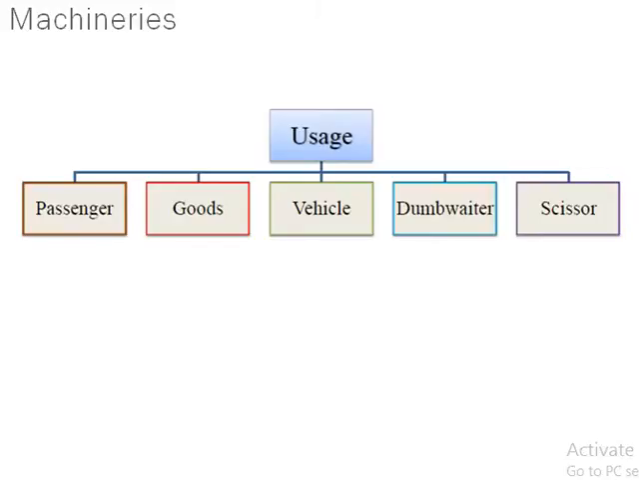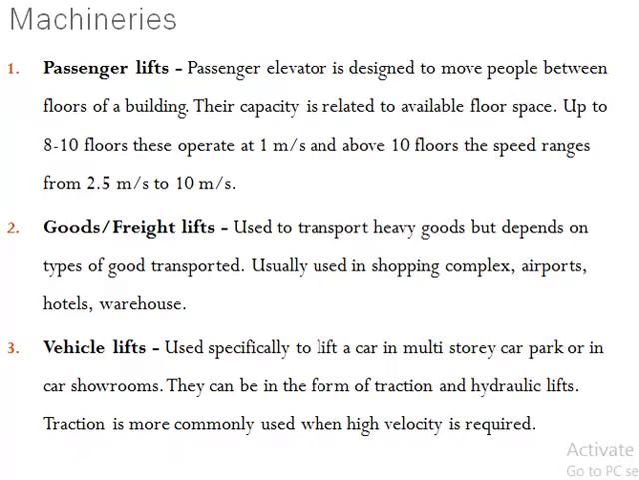Now, lifts classified as per their usage. The first type is the passenger lift, which we most commonly see. A passenger elevator is designed to move people between floors of a building, and their capacity is related to the available floor space and the expected population of the building. Up to 10 floors, these lifts operate at a speed of 1 meter per second, and for buildings taller than 10 floors, the speed ranges from 2.5 meters per second to 10 meters per second.